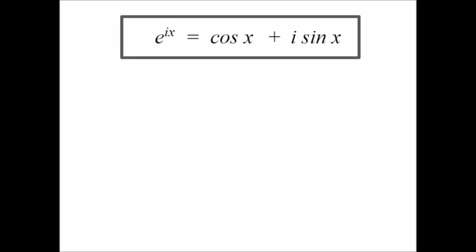Part 4, Euler's equation. e to the ix is equal to cosine x plus i sine x, and why you should believe it. So here's how you derive this. I checked it out online and this works.